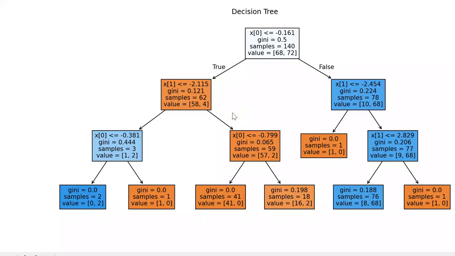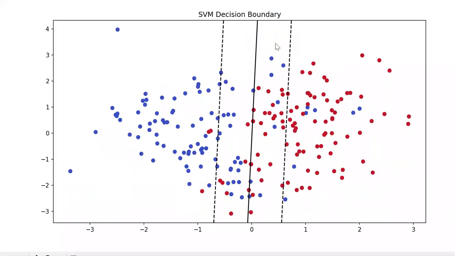Here is the decision tree graph, which shows the tree structure, which contains the decision conditions, splits and final predictions. It explains how the model makes the decisions. And here is the SVM decision boundary graph, which shows the data points. Here blue and red are the data points, the classes, that means class 0, class 1, and the separating line. Here is the separating line for the classes.